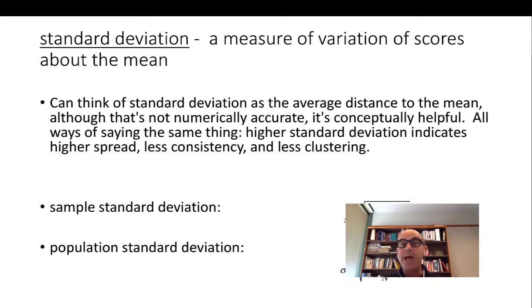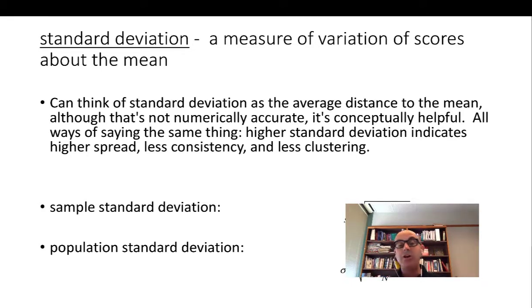Another thing that we need to be aware of is the measurement of variance around the mean, which means that we are looking at the standard deviation. When you think about standard deviation as the average distance to the mean, although it is not numerically accurate, it is a conceptual help. What does it mean, conceptual help? We are trying to understand where a value stands with regard to the mean. So, all ways of saying that a higher standard deviation indicates a higher spread of the variable, in this case x, less concise and less clustering. That's really important, and I want you to keep that in mind.